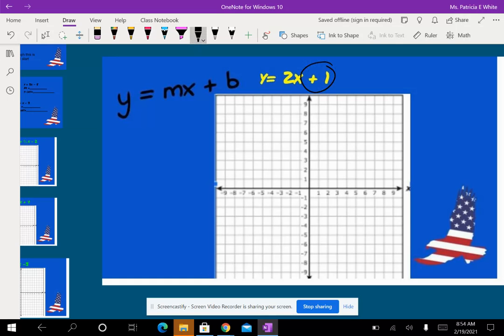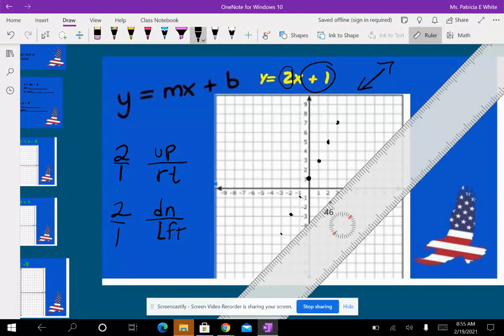Y-intercept, 1, coming up to 1 on my y-axis. Slope is a +2, so I know that my line's got to be going in a positive direction. My rise, how do I make a whole number 2 into a fraction? I put a 1 under it. 2/1. So up and right, down and left. Up 2, right 1. Down 2 and left 1.